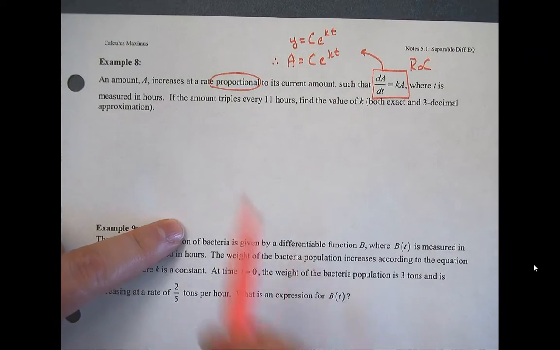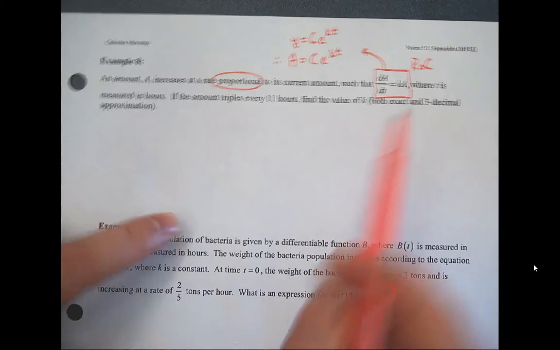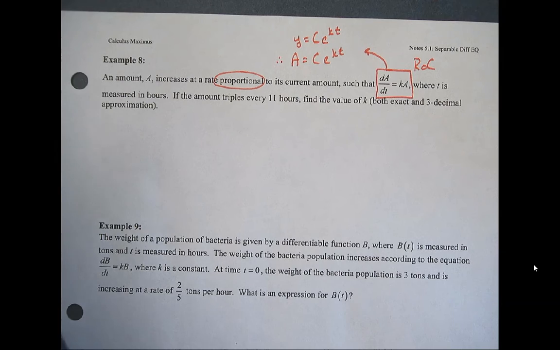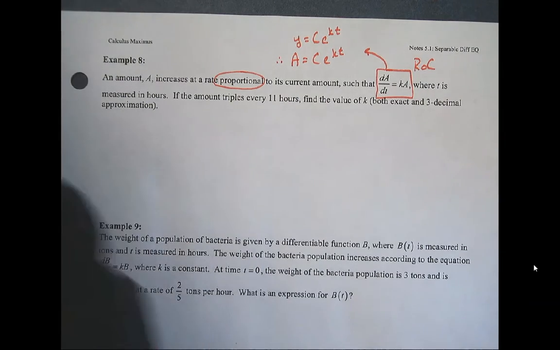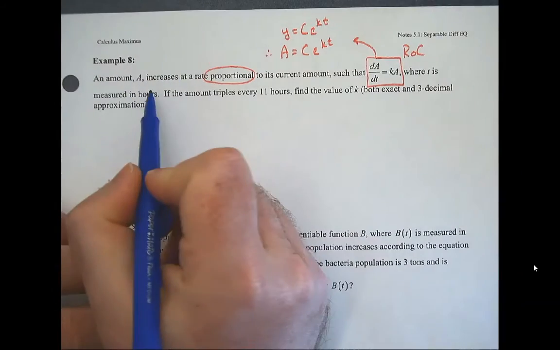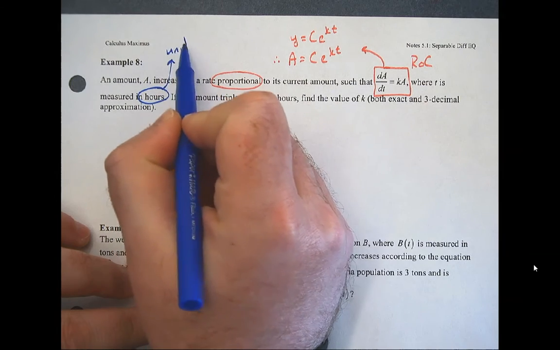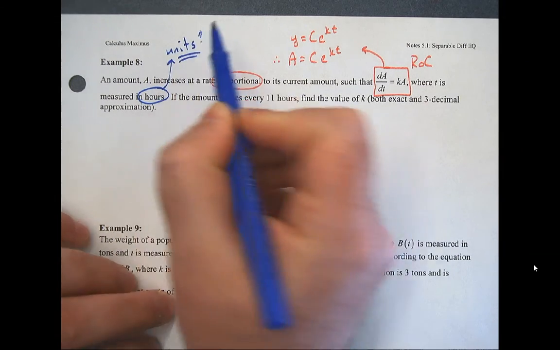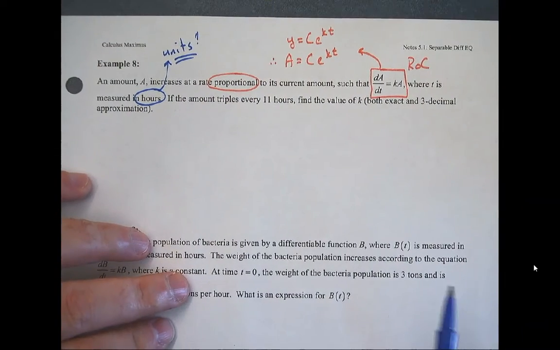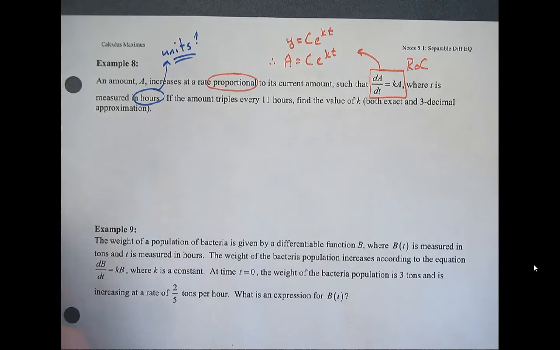All right. We got units. Make sure you circle those. Be aware. Be ready. Units. So make sure that you're writing down some units. They want the exact and the decimal approximation.